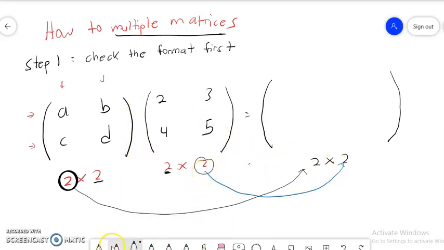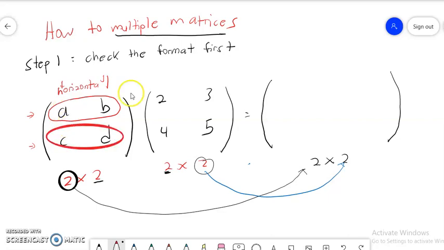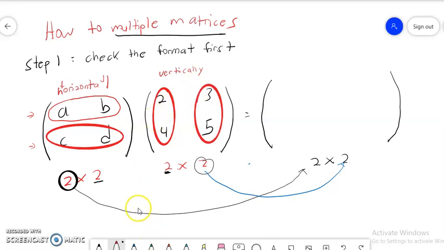Alright, now please look at your first matrix. When you look at your first matrix, it is always horizontal. You have to take it in a horizontal way, in this way. And then look at your second matrix. This second matrix, you have to take it as vertical. It means you just have to put a line in this way.